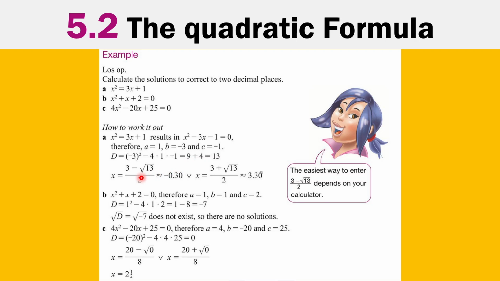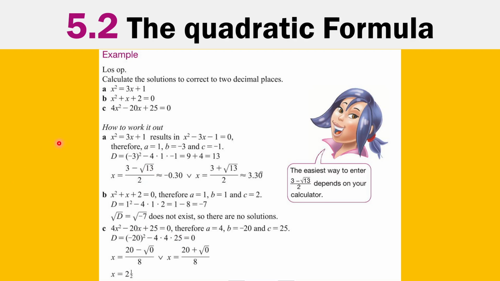Then my answers are x equals 3 minus, right? Why 3? Because here there is minus b, and minus b here becomes minus 3. That's just positive 3. Minus the square root of the discriminant divided by 2a. 2 times 1 is 2. Gives me approximately minus 0.30 and approximately 3.30. Here you have to use your calculator because the square root of 13 is not a nice number. That's not a square.